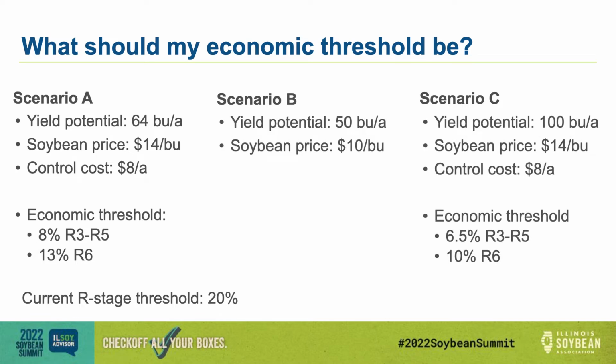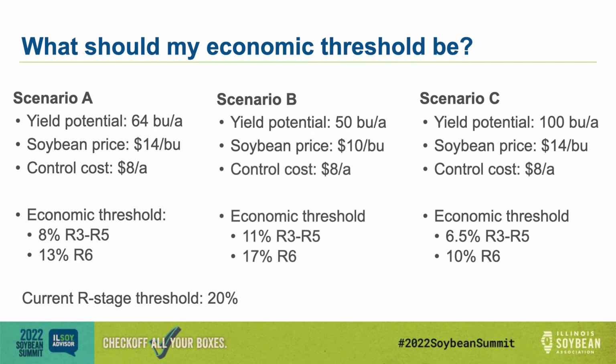Take maybe a little more typical scenario over the last few years, more of an average yield potential for the region, lower soybean price. Still lower than what we've had in the past. Around 11% at R3 to R5, 17% at R6.